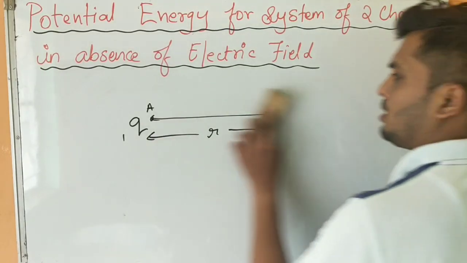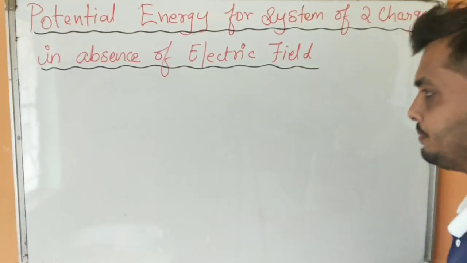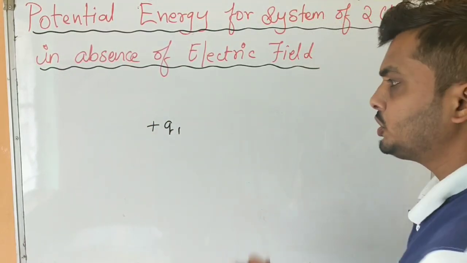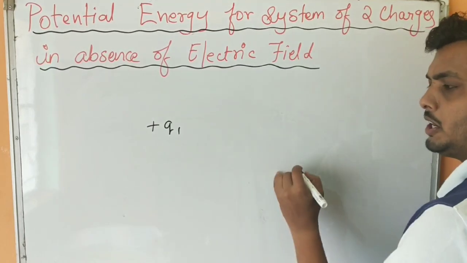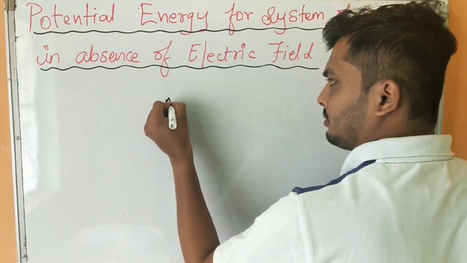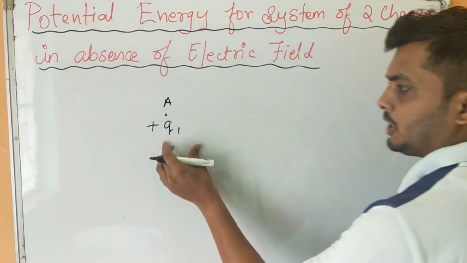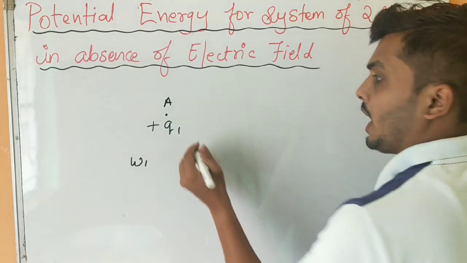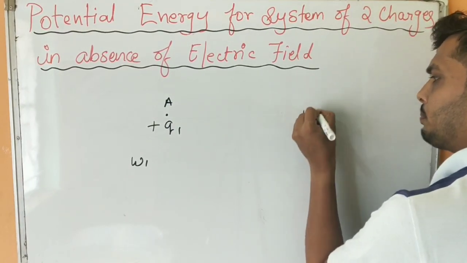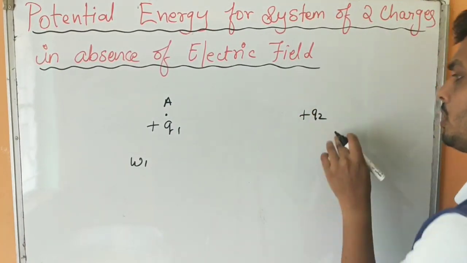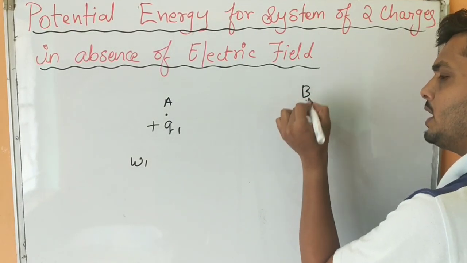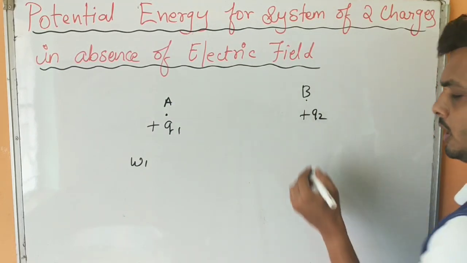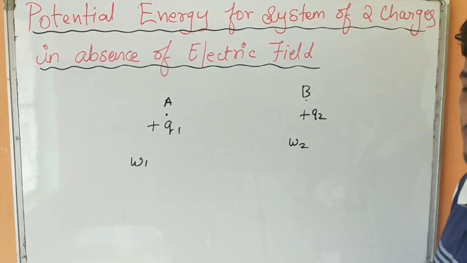Now students, just try to understand this situation. I have one charged particle Q1, and this charged particle is brought from infinity to the point A, right? Then this charged particle has done a certain amount of work, right? Let that work be W1. And one more charged particle plus Q2 is brought from infinity to the point B, and let this charged particle have done work W2.